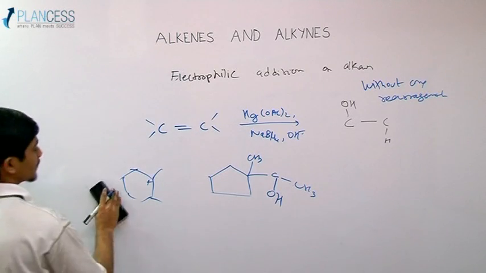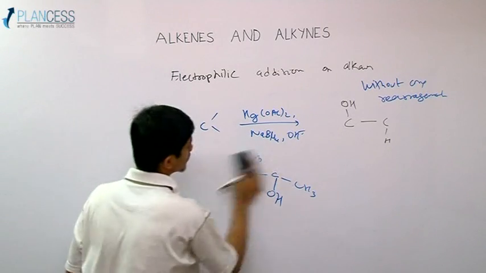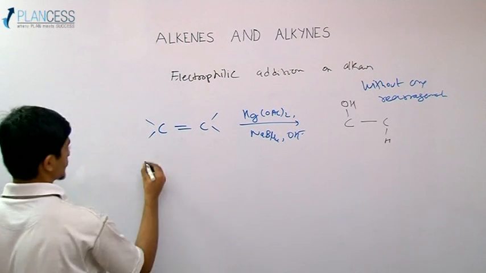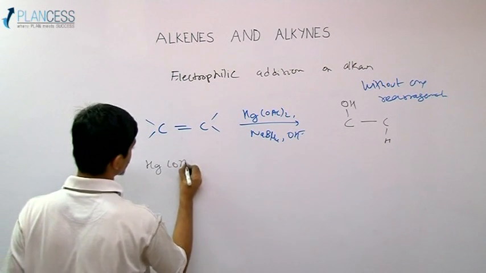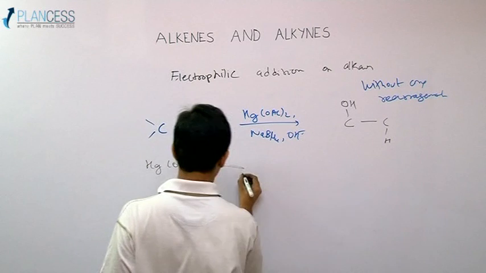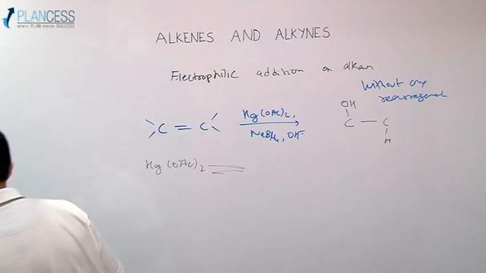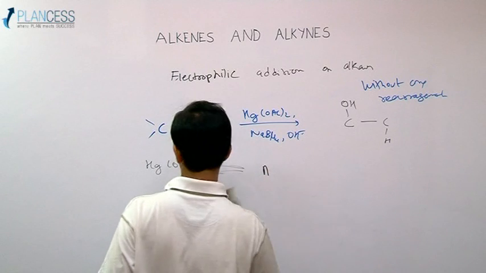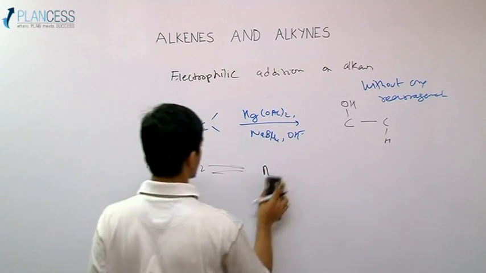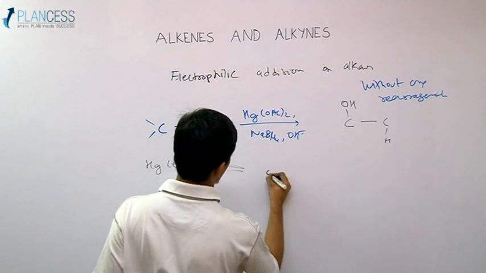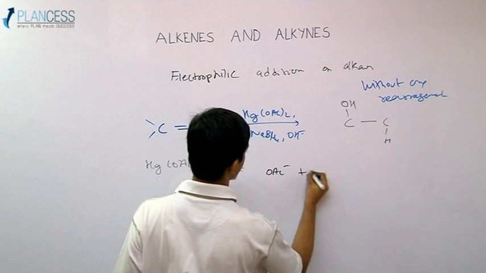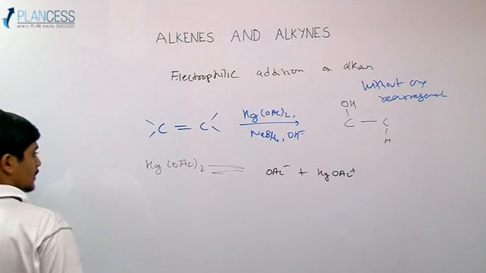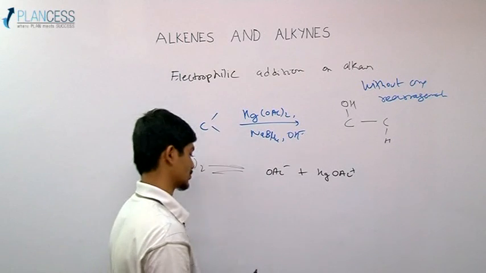Let us see a small mechanism, it's not very big, a very simple logic. What happens in the first step is this Hg(OAc)2 dissociates into OAc minus plus HgOAc plus. So it dissociates into this kind of structure.